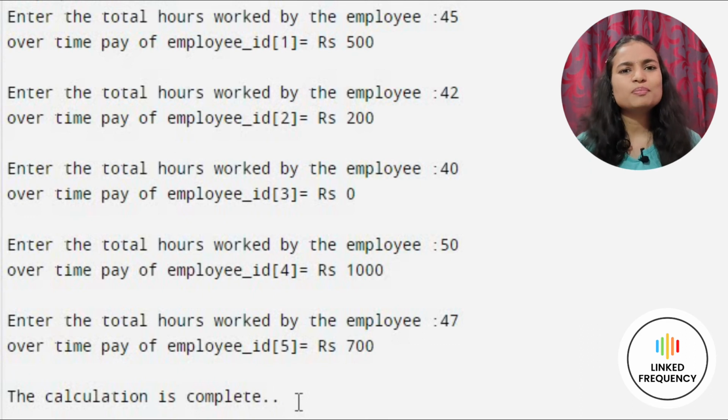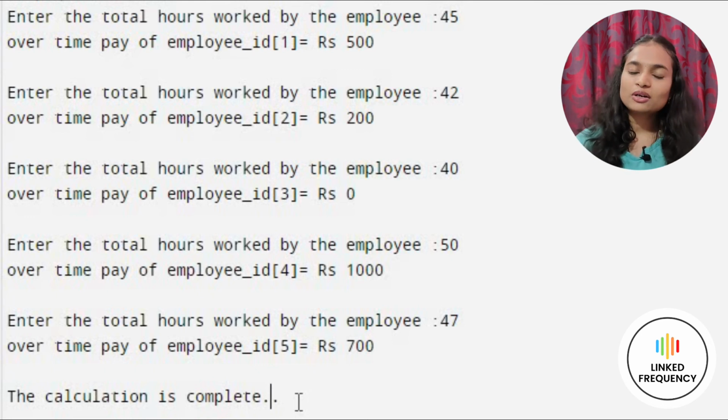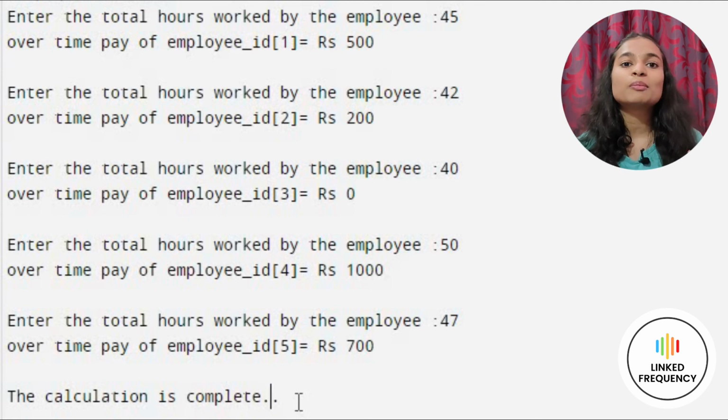So this is a very basic C example wherein we try to solve a problem using C programming. We can also do the calculation using a normal calculator. But with this C program, just by giving the total number of hours worked by the employee, it will directly give you the value that you are supposed to pay to the employee. So this is a very basic and simple example where you can see the advantage of using C.